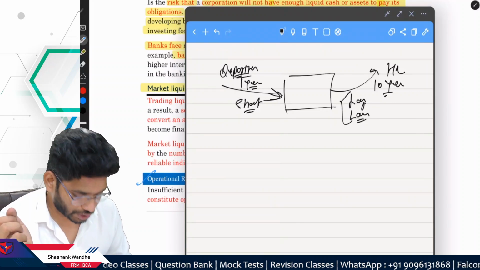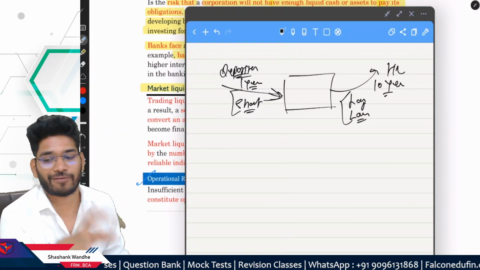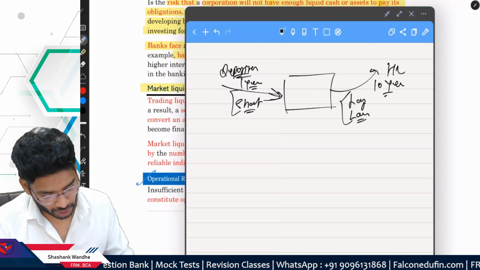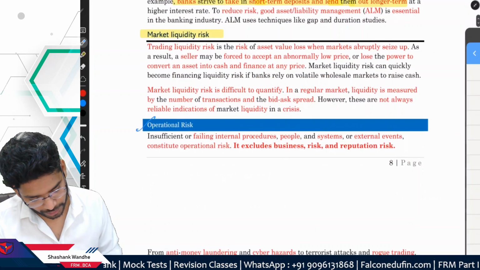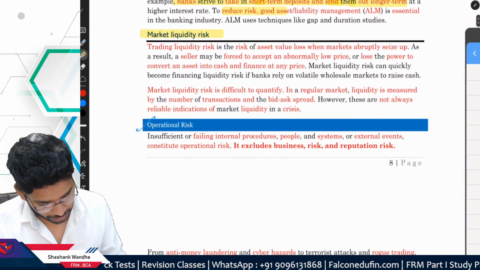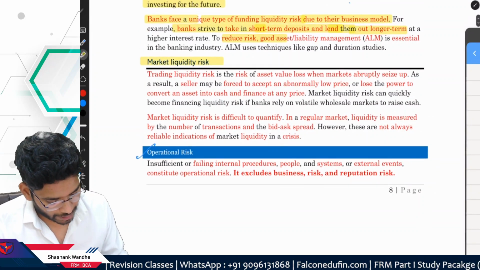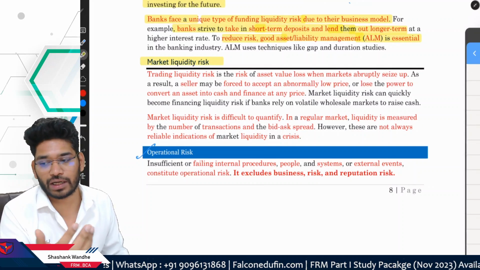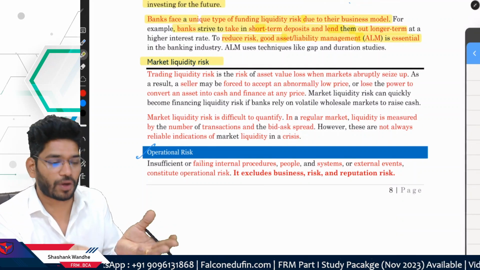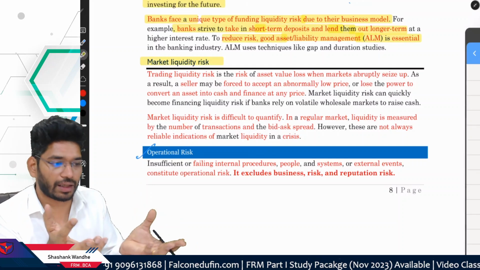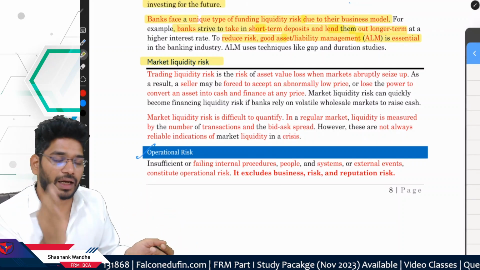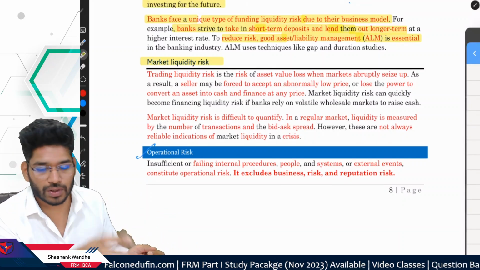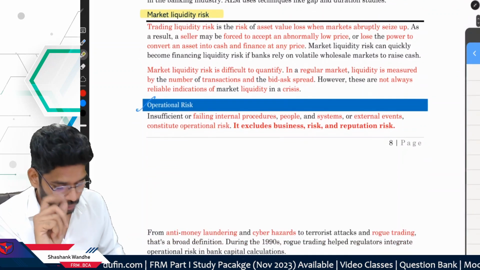What are the possible solutions here for the bank? Nothing apart from borrowing from another bank, which is not always possible. To reduce the risk, good asset liability management, ALM, is essential. Asset liability management is maturity management, like matching the approximate maturity of the deposits and the lending in a particular manner. Again, ALM is discussed in the FRM Part II curriculum, not in FRM Part I.